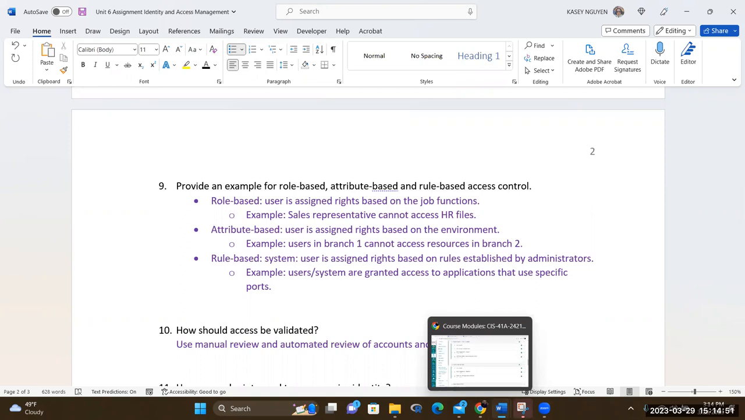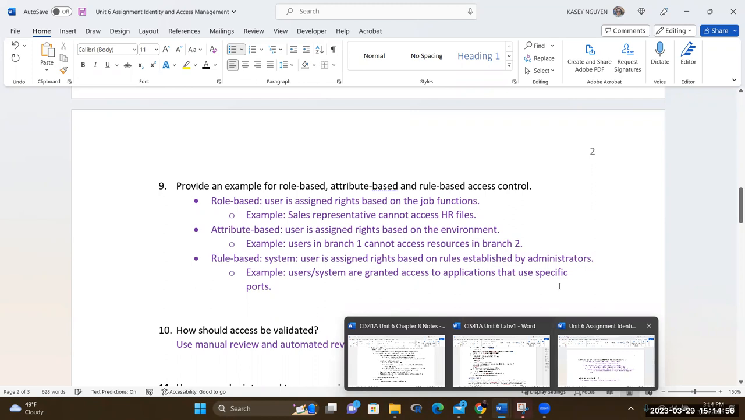Okay, so everybody okay with the example and the model? Good, make sure we know this. You're going to see it again and again for different certs.